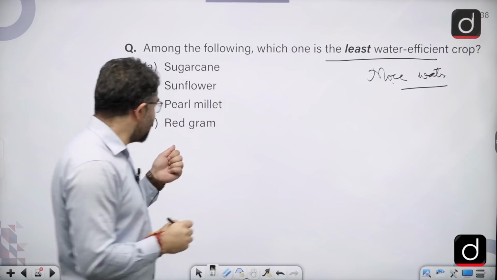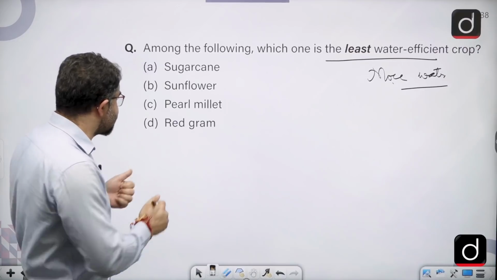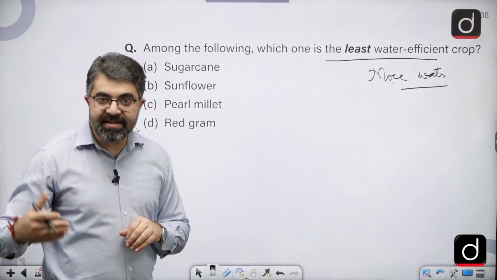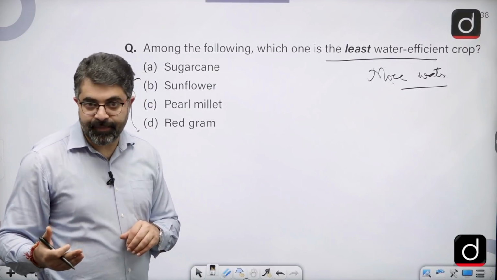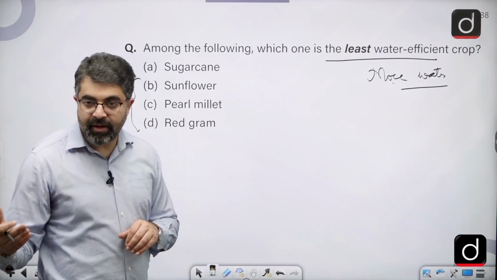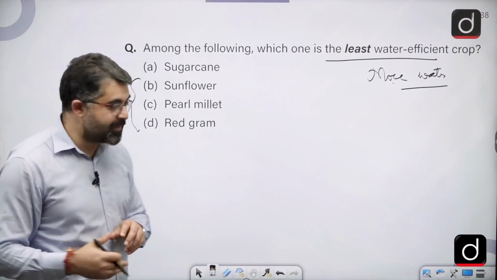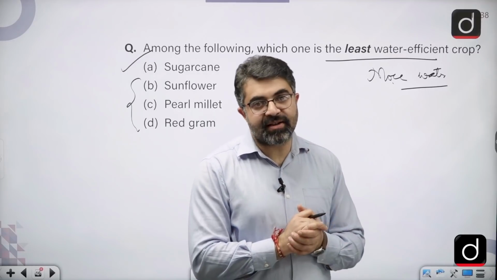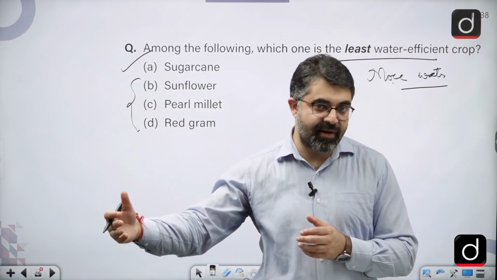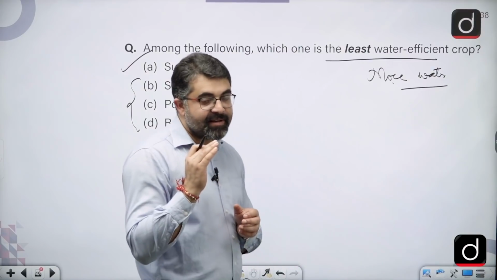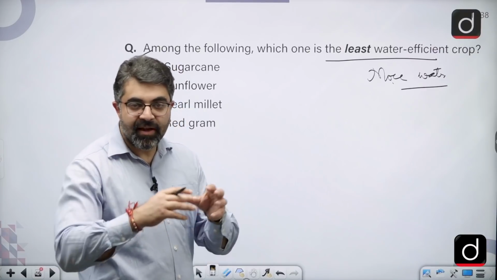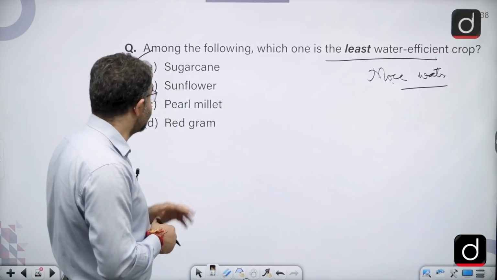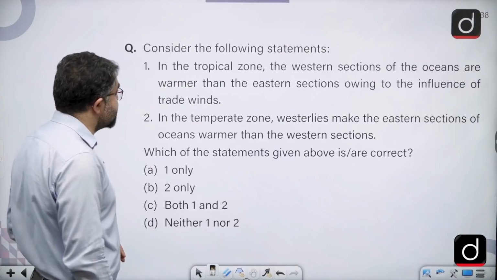Out of the following, sunflower, pearl millet, red gram, all of these can be grown in semi-arid regions also. They can be cultivated in less rainfall regions also, the semi-arid regions, the rain shadow areas, eastern Rajasthan, Madhya Pradesh. But sugarcane, no. Sugarcane requires waterlogged condition at the time of sowing, although it requires drier conditions at the time of harvest. That's why we cultivate it in the Middle Ganga plains, in the Deccan plateau, in Punjab, after irrigation. So that is the correct answer. I guess this was an easier question.